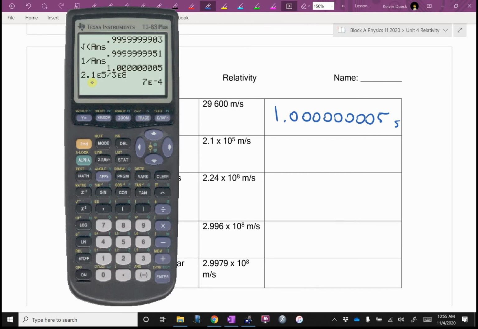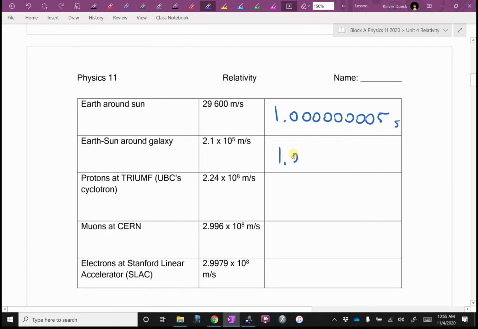Let's see, I did 2.1 times 10 to the 5th divided by 3 times 10 to the 8th, and then I square that. 1 minus that. Square root of that. 1 divided by that answer. You get 6 zeros and then a 2, 4, 5? 1, 2, 3, 4, 5, 6 zeros. Still not very noticeable. Really still negligible.